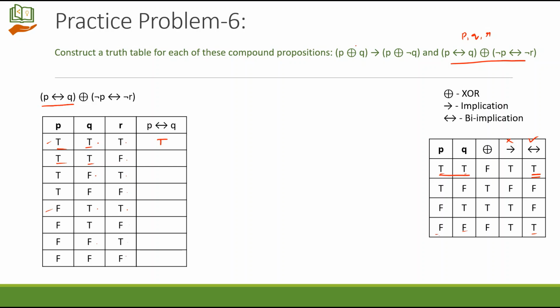So we will mark true. Then we have false and false here, so we will mark true here. It's TF, TF, FT and FT. Everything will be false. This is the biimplication operation.